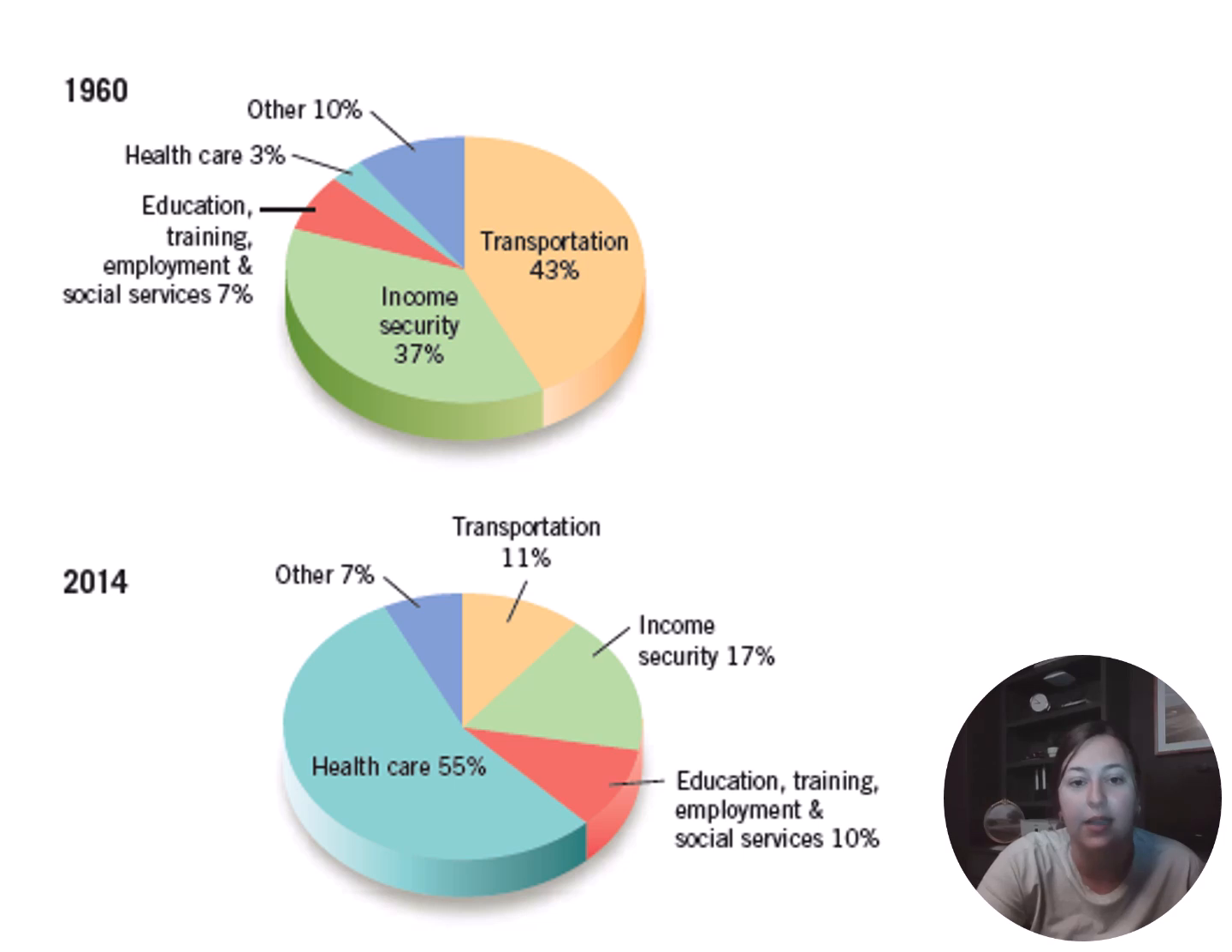Now you can see the shift here. I said prior to 1960, you're making a lot of these decisions on federal money based on what governors are asking for, right? So you can see governors are asking for a lot of money for transportation, a lot of money for income security or unemployment. And then you see the shift that happens in 2014. The vast majority of these grants are going towards healthcare as a major issue.